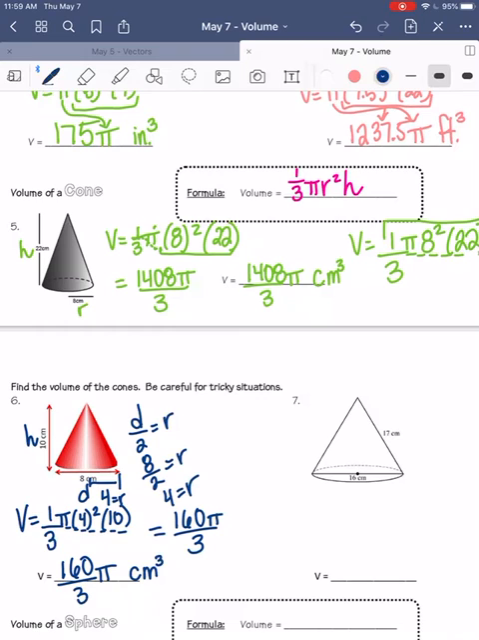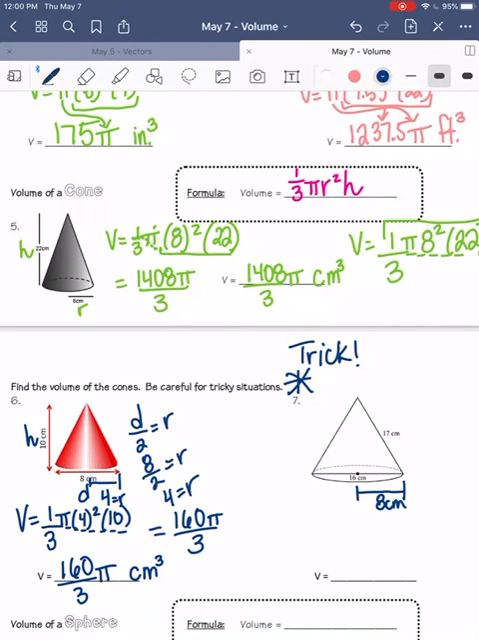Okay? And then number 7 is the one that y'all need to put a really big star by. It's the trick question. And so I want y'all to look at it really quickly. So first of all, I gave you the diameter, so we want the radius instead. So the radius, half of 16 is 8.